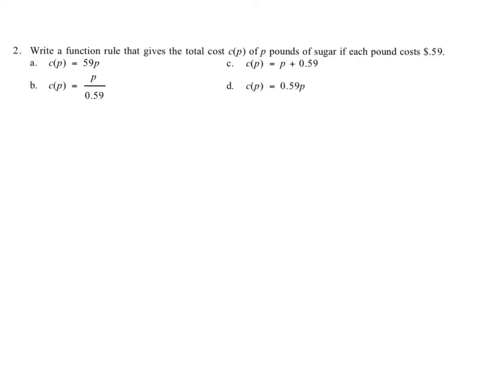We get 1 pound, we do 59 cents times 1. 2 pounds, 59 cents times 2, etc. Which one is that? Well, that's D right there. So we have the answer D, and that's it. Straight up, we're done.